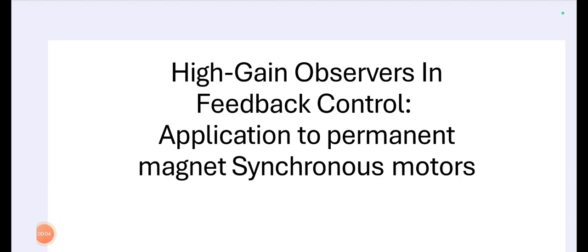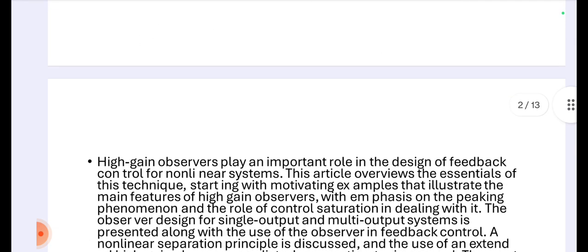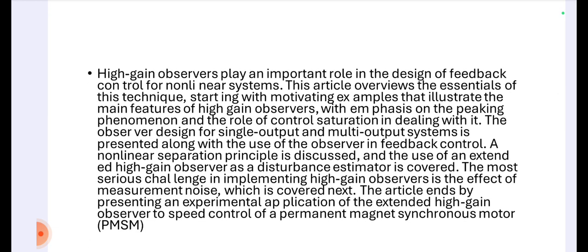I'm Vishal. I'm here to explain high gain observers in feedback control application to permanent magnet synchronous motors. I'm in the third year of the engineering department. So here we are going into high gain observers in feedback control application to permanent magnet synchronous motors. High gain observers play an important role in the design of feedback control for nonlinear systems.